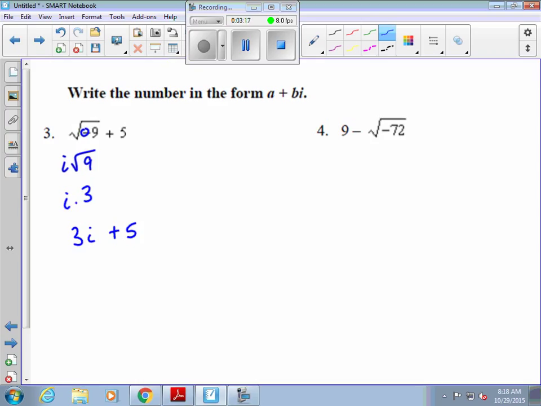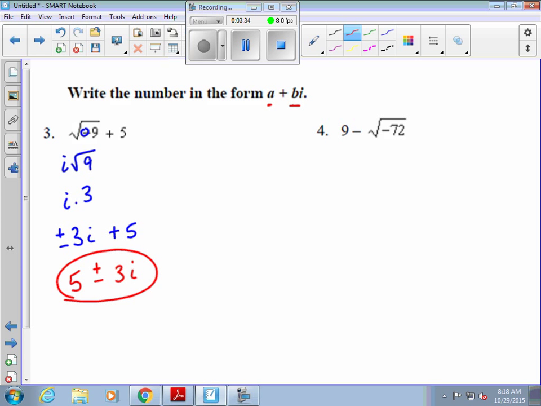So right here, in order for it to be in the correct order, you want it to say A first and then B I. So A's value would be 5 plus or minus 3I.